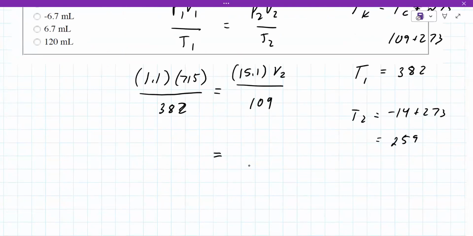And so you're going to have some number times V2 equals some number on the left, and then you're going to divide both sides. 786.5 on the top over 382. And then you just cross multiply, right?